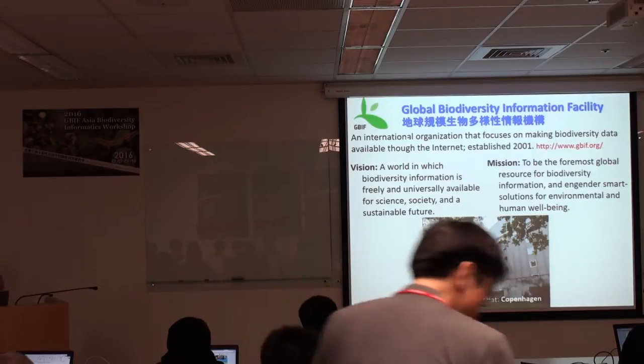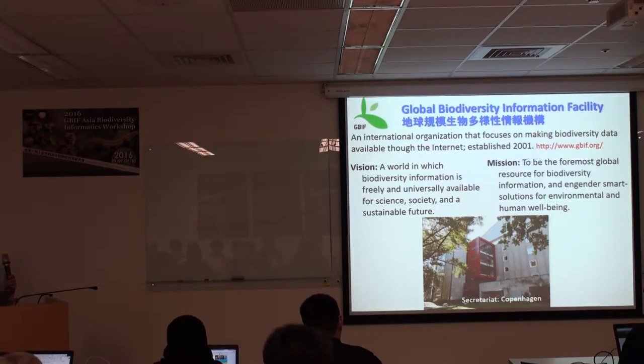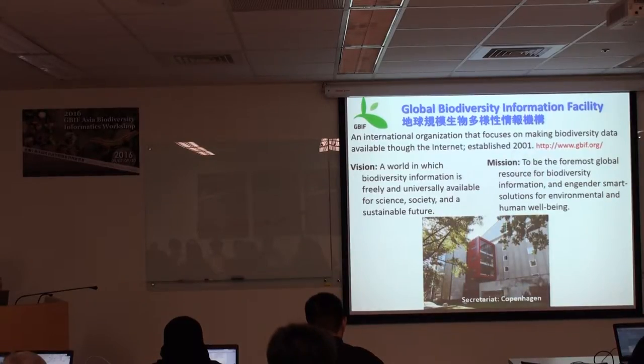All right, I repeat this information, but GBIF is an international organization that focuses on making biodiversity data available through the internet. It was established in 2001 based on a recommendation in a subgroup of the OECD. GBIF itself is supposed to expose the data and let us use the data, and their mission is to be the foremost global resource for biodiversity information and engender smart solutions for environmental and human well-being. Whenever you have a biodiversity related issue, consult GBIF so that they can provide the data, and please work on GBIF mediated data.